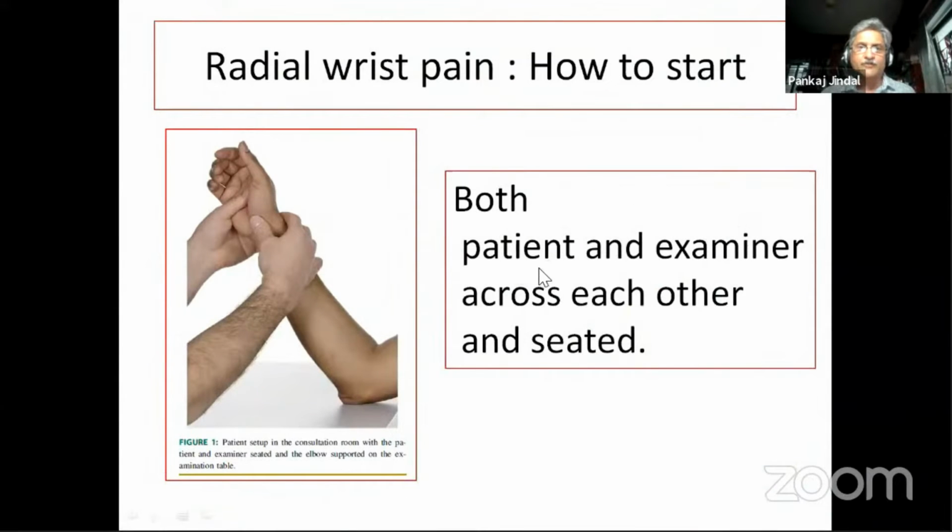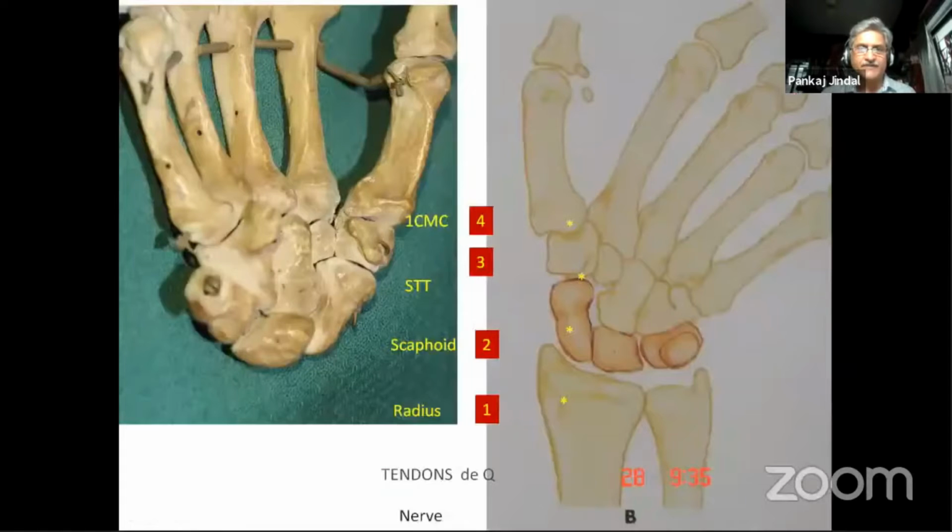The first thing is that both the patient and the examiner sit across each other so that the elbows of the patient and the examiner are resting. This is important so that you can relax the muscles of the forearm and the hand of both the examiner and the patient.